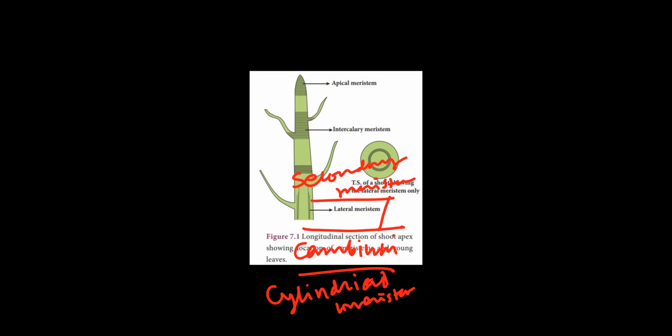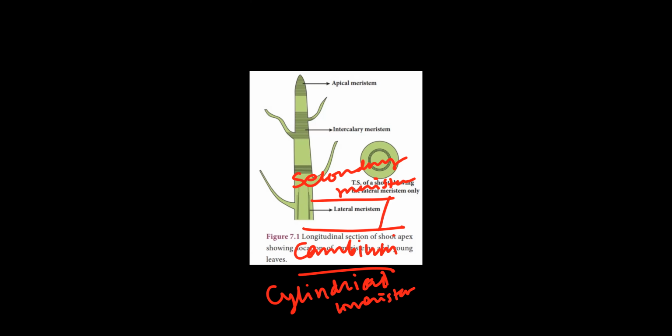Tell me, which are the four names of this meristem? Number one, functionally it is a secondary meristem, the one which will give rise to secondary tissues and will be providing secondary growth opportunities. Number two, lateral meristem. In the plant axis, mainly the stem axis and root axis, it is placed laterally. It is called lateral meristem.